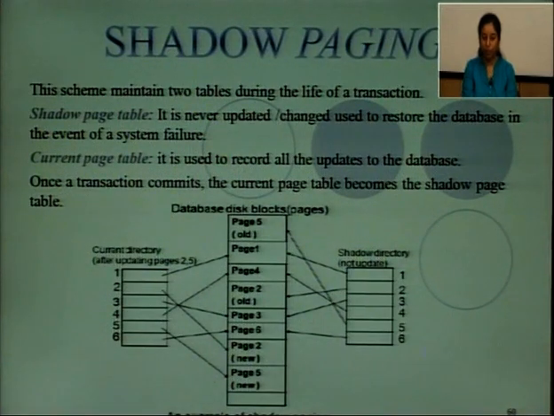Next is shadow paging. This scheme maintains two tables during the life of the transaction. The shadow page table is never updated or changed, and is used to restore the database in the event of system failure. The current page table is used to record all the updates to the database. Once a transaction commits, the current page table becomes the shadow page table. You can see an example of shadow paging. We have a current directory and a shadow directory, and the database disk is divided into blocks and pages.